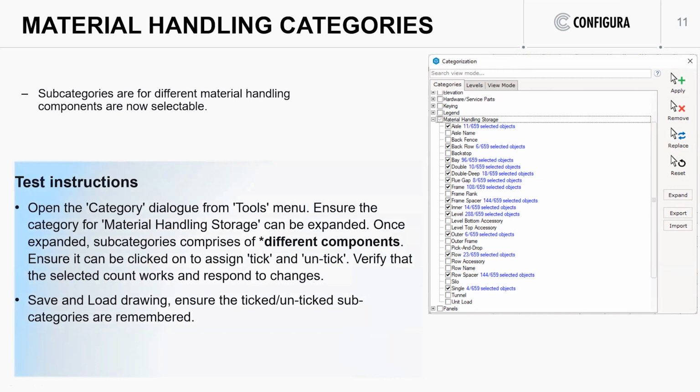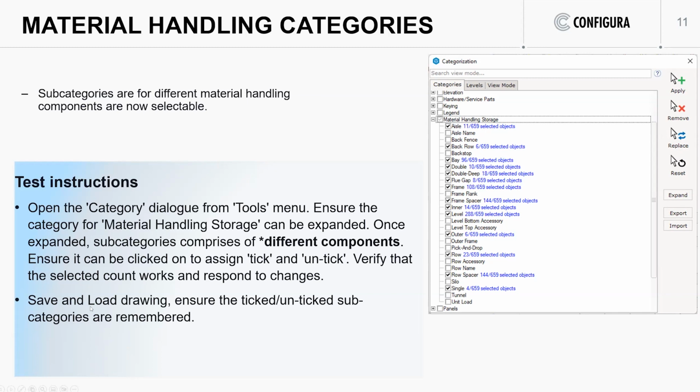To test, the instructions are: open the category dialog from the tools menu. Ensure that the category can be expanded for material handling storage. Once expanded, the subcategories comprise different components. Ensure you can assign by tick or untick. Please verify that the selected count responds to changes. So if you have a really large pallet racking that you're assigning to, it should show a higher count based on your selection.